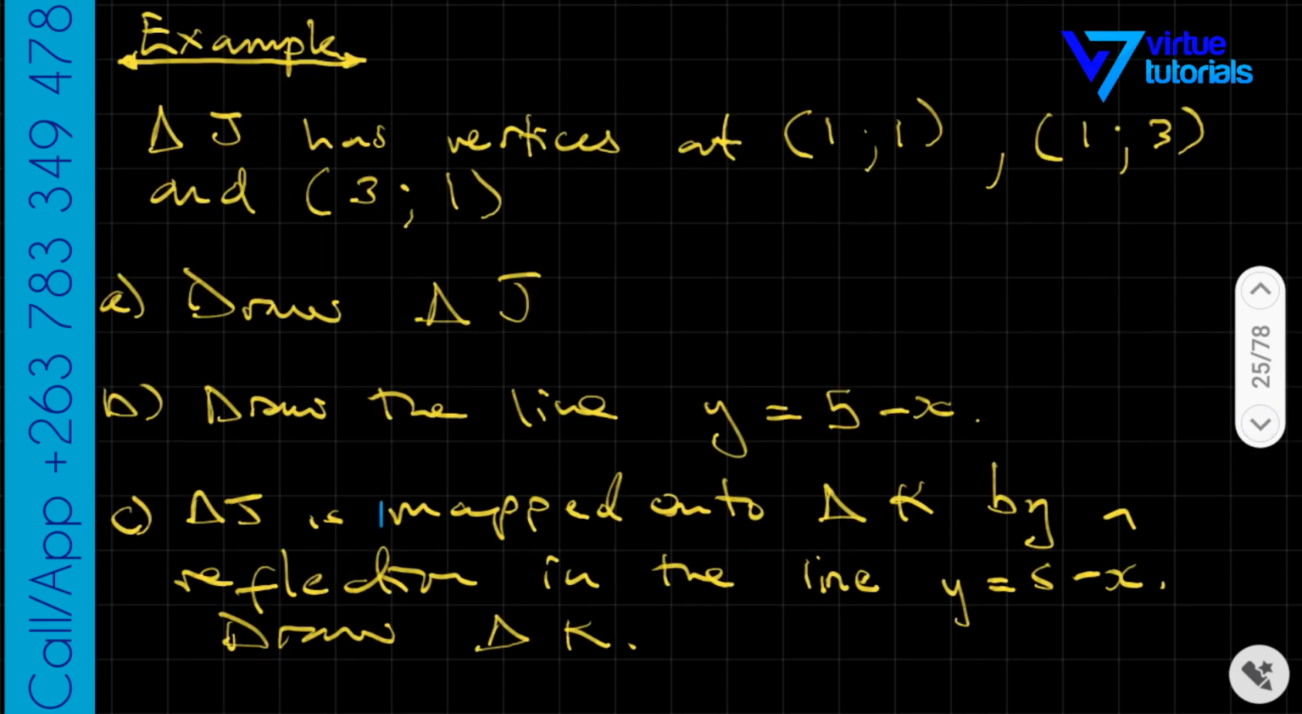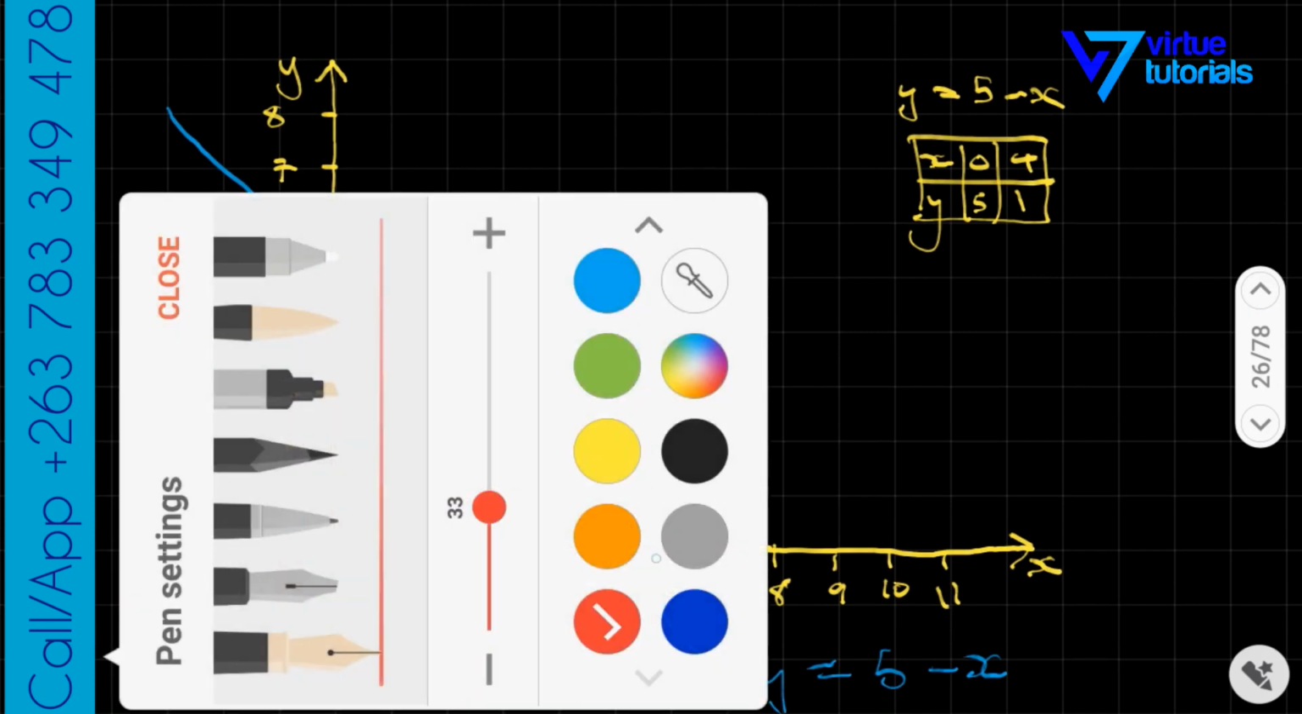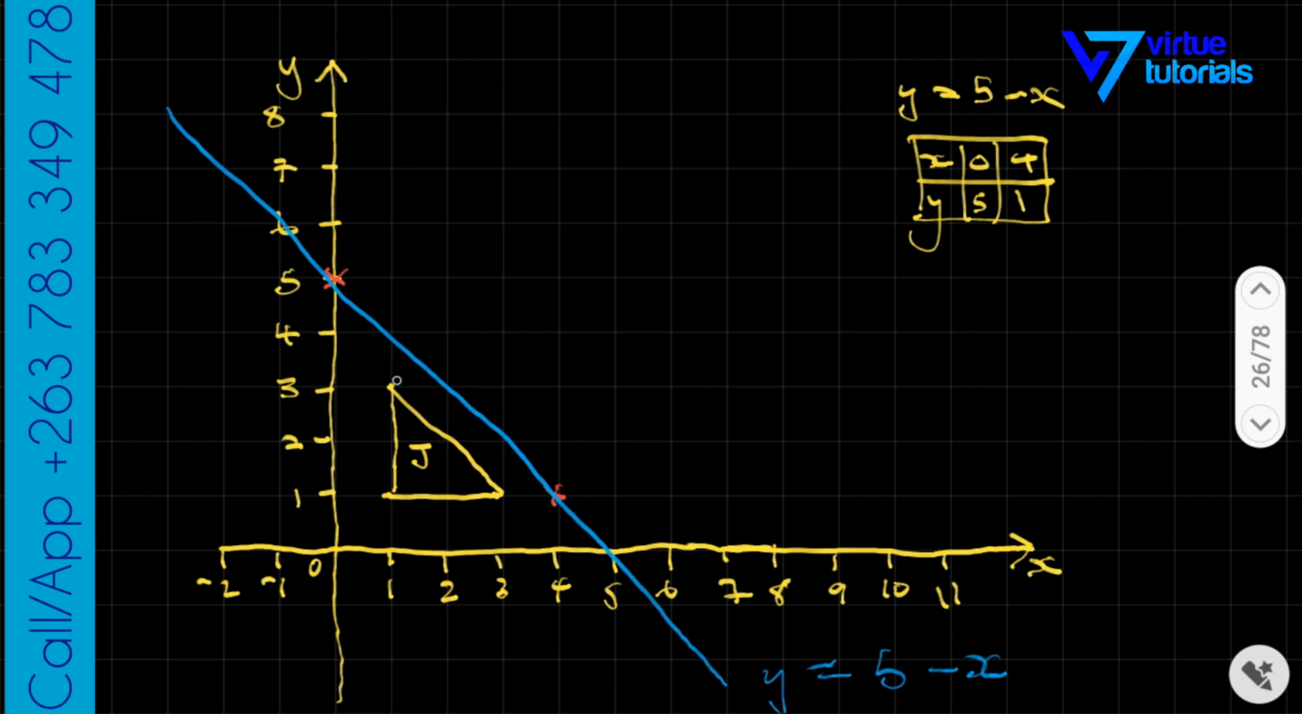And now triangle J is mapped onto triangle K by a reflection in the line y = 5 - x. Draw triangle K. So we're reflecting again. Remember, we need to construct perpendiculars from those corners towards the mirror line. From this corner, I draw a perpendicular line that forms 90 degrees with the mirror line. From this corner, the same, and from this corner, the same.